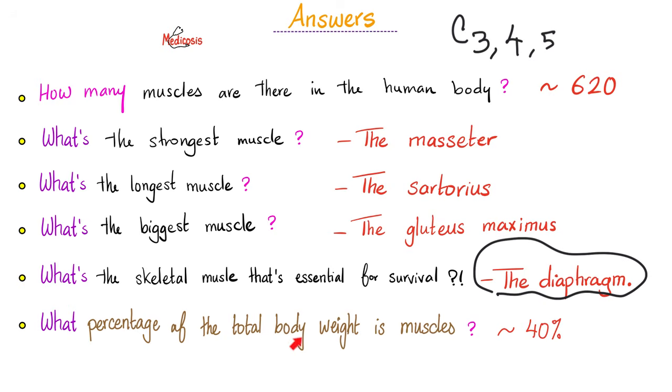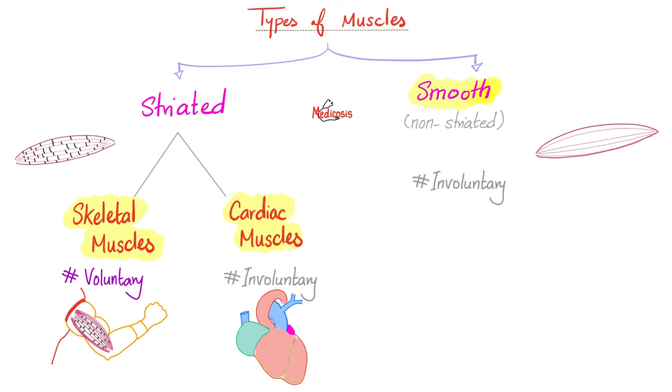What percentage of total body weight is muscle? It depends on the person. If you are a very muscular dude, maybe 40% of your body is muscles. Types of muscles: striated and non-striated or smooth. Striated means what? It has these transverse striations, these black lines. Striated muscles include skeletal muscles, which are attached to the skeleton. These are voluntary. And cardiac muscles, involuntary. The smooth muscles are non-striated.